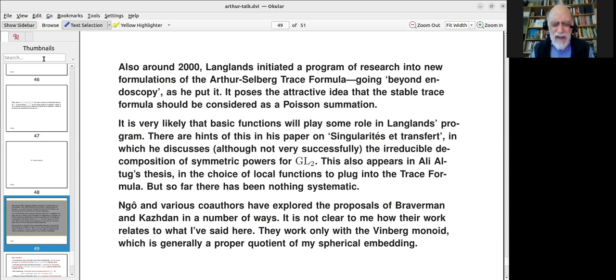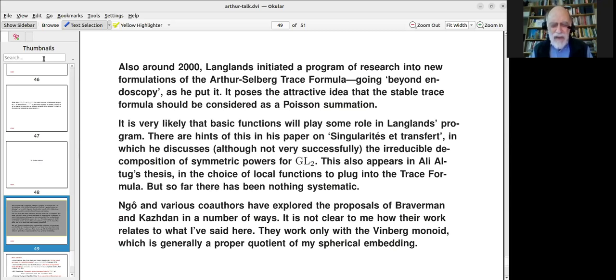Langlands himself toys around with this idea. Langlands actually mentions the question of symmetric power decompositions in his paper on Singularités et transfert, but it's one of the few cases where he doesn't actually get very far. He is able only to deal with sigma 2, because that's a very elementary case. This also appears implicitly in Arthur's work and in Mazur's work, but there's no systematic attempt to introduce it.